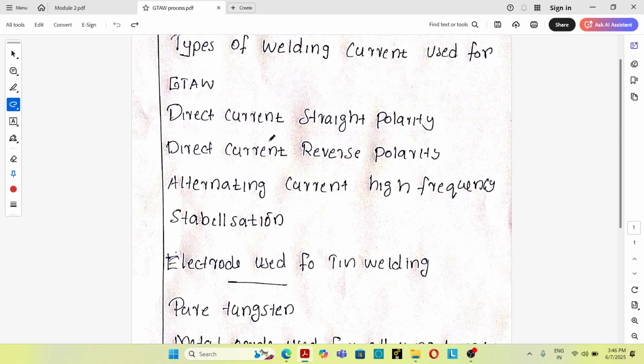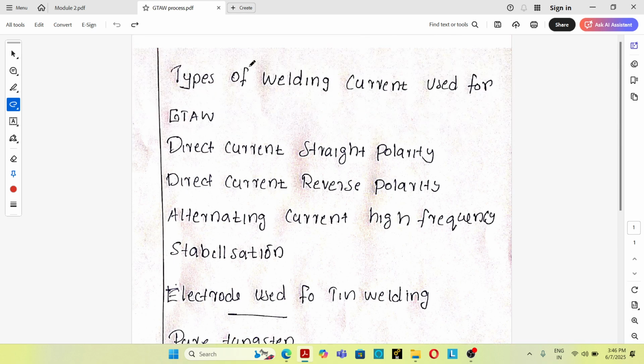In a GTAW process, the types of welding current used are direct current straight polarity, direct current reverse polarity, and alternating current with high frequency stabilization. These are the welding currents used for the gas tungsten arc welding process or tungsten inert gas welding process.